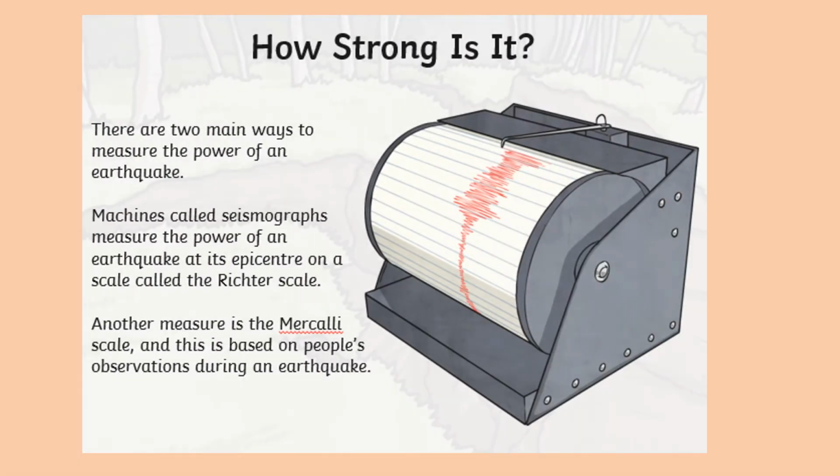How strong it is. There are two main ways to measure the power of an earthquake. Machines called seismographs, pictured to the right here, measure the power of an earthquake at its epicentre on a scale called the Richter scale, named after the person that invented it. Another measure is the Mercalli scale, and this is based on people's observations during an earthquake. This is what people observe, what damage they observe has happened during the earthquake, and they measure it that way.